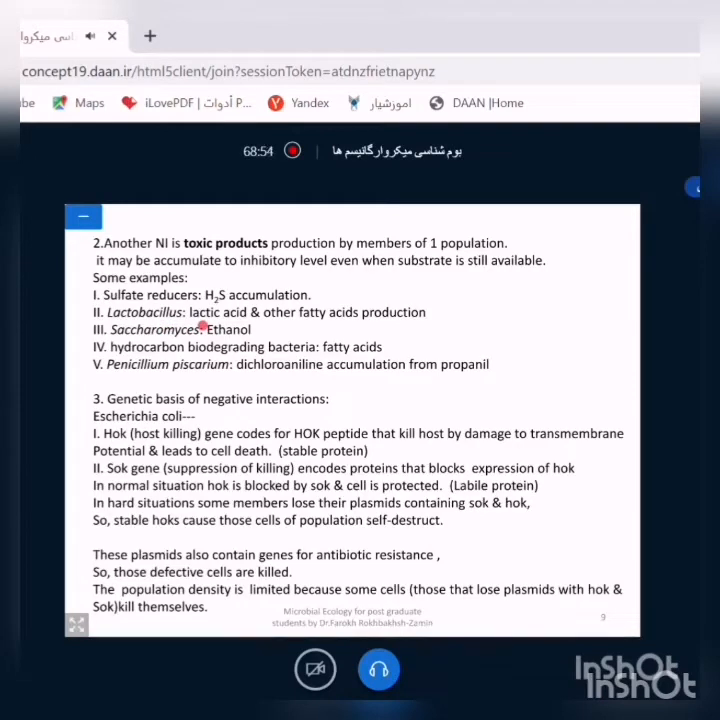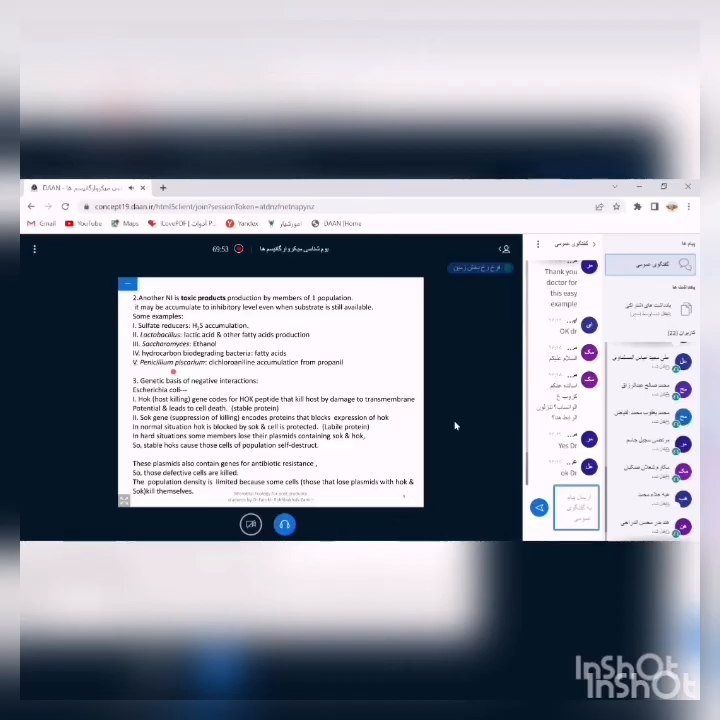Lactobacillus during growth produces lactic acid, and after some time lactic acid has negative feedback on Lactobacillus. Saccharomyces produces ethanol, and after some time ethanol suppresses the growth of Saccharomyces by negative feedback. Hydrocarbon-biodegrading bacteria produce fatty acids, and fatty acids have negative feedback on Penicillium. Yes?